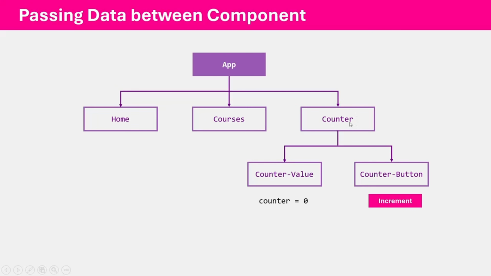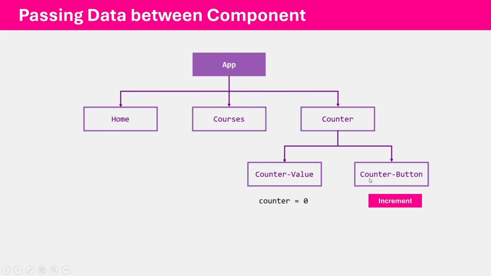Now this counter component also has two child components: the counter value component, where we have created a state called count, which is set to 0, and the counter button component, where we have all the buttons like increment, decrement, and reset. Now what we want here is, whenever any one of the buttons is clicked, let's take the example of the increment button, whenever the increment button is clicked in the counter button component, we need to notify the counter value component about that event, so that based on that it will increment the value of this count property.